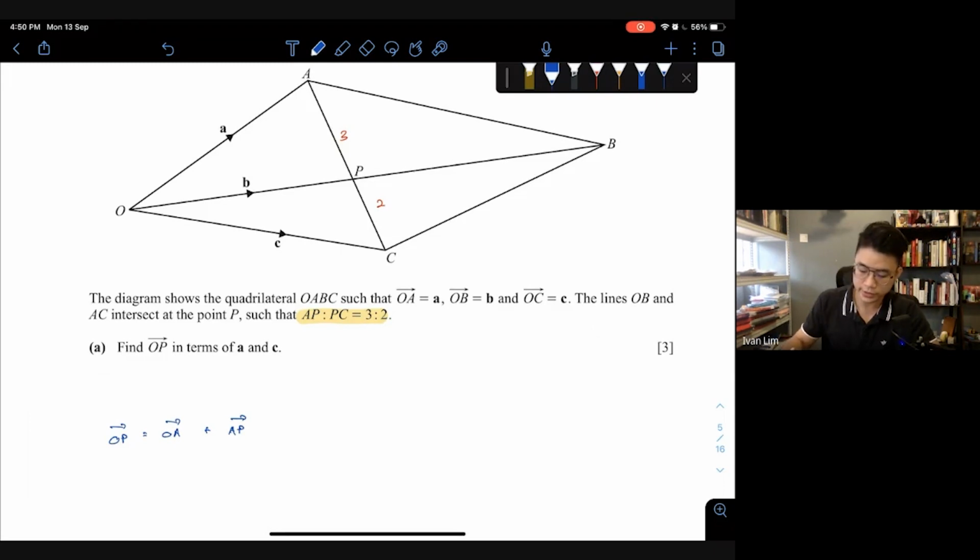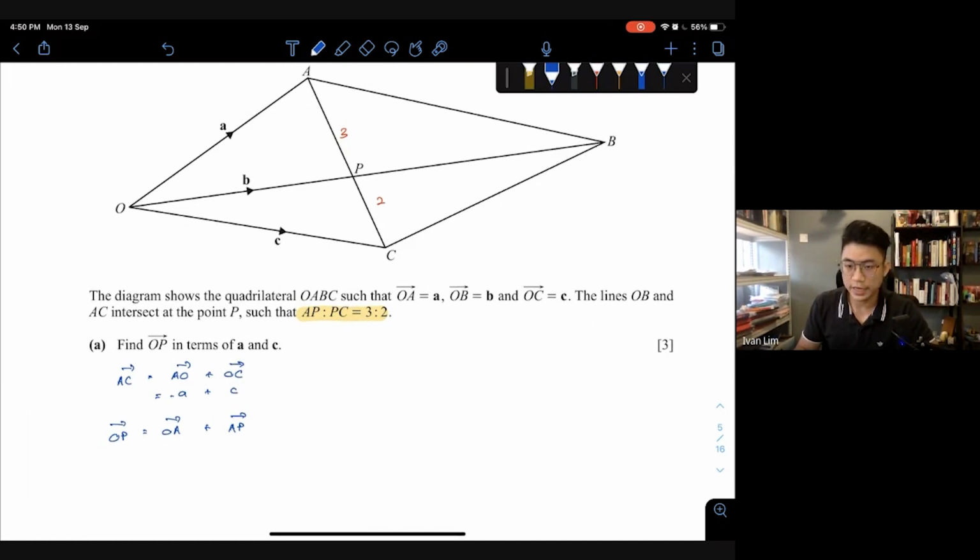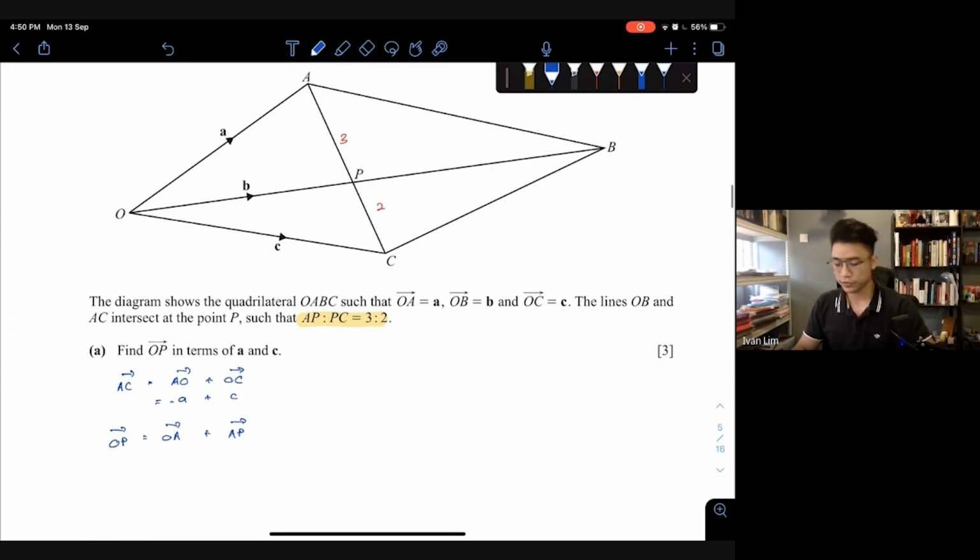Okay, but in the question, they gave us also AP to PC. That means this whole AC line is 3 to 2. So let's find what AC is first. AC would be AO plus OC, which will give you negative A plus C. Why do we want to find this? Because AP is part of AC. And how many parts of it? 3 out of 5 parts. So OA, A plus 3 over 5 AC.